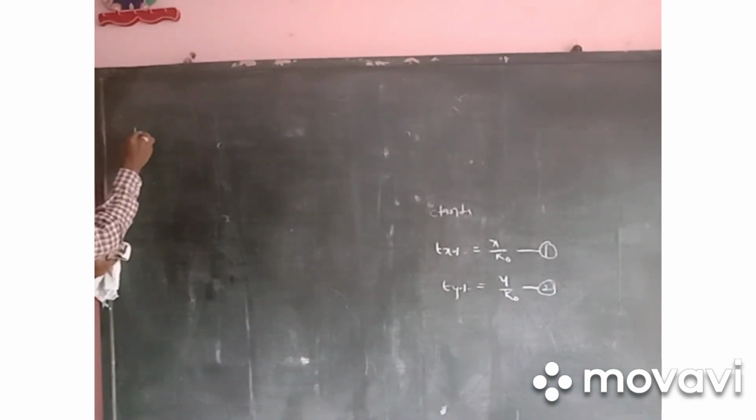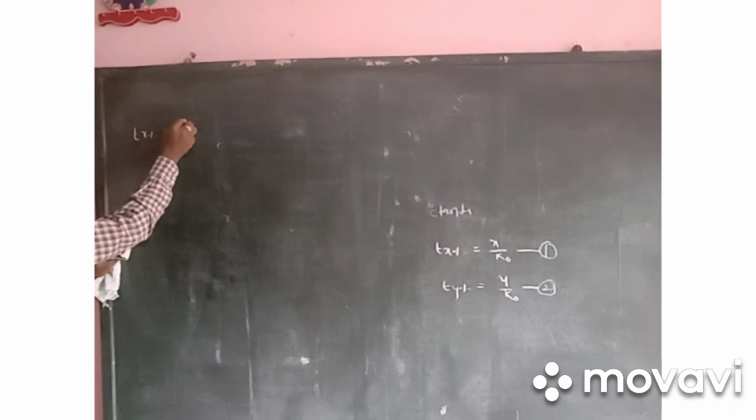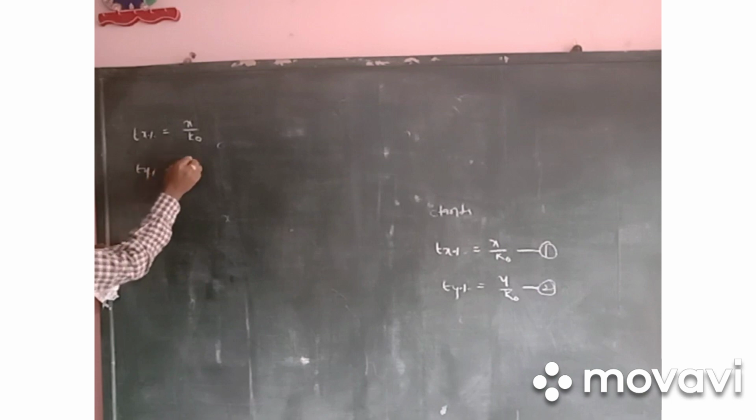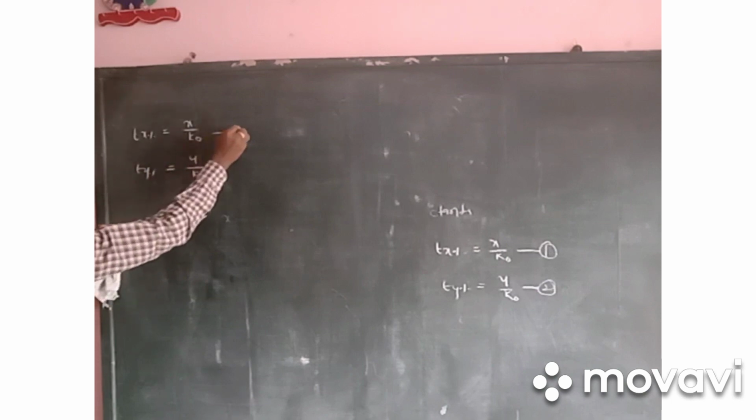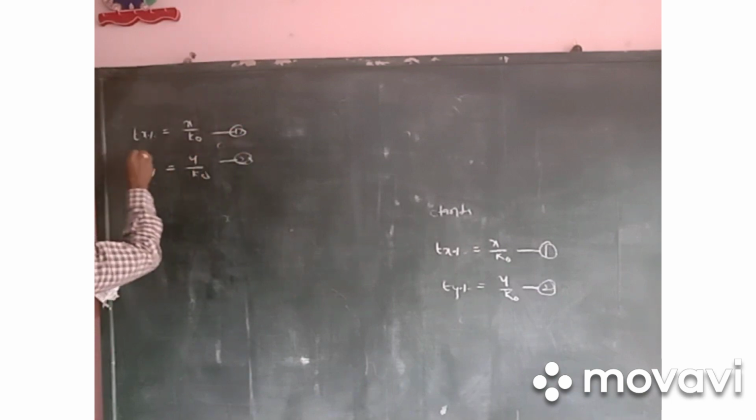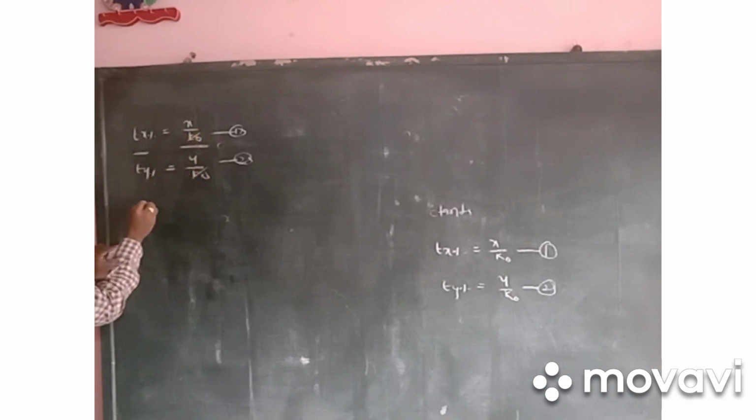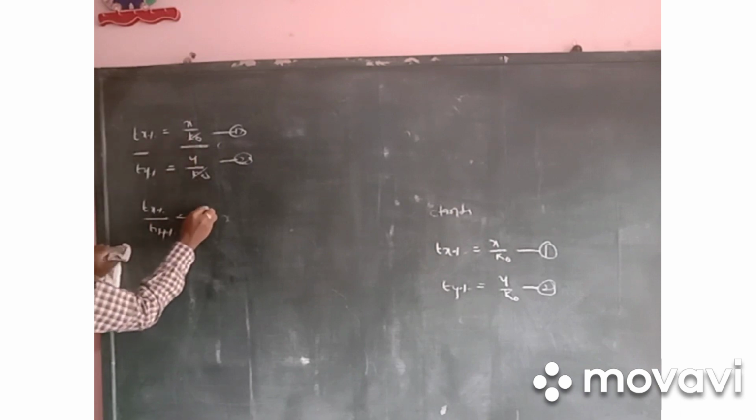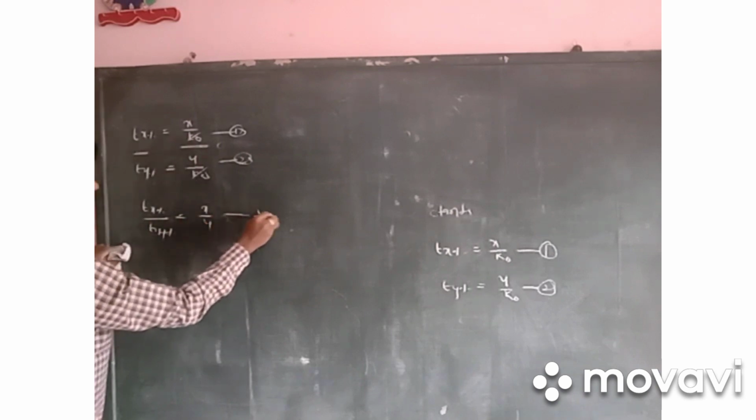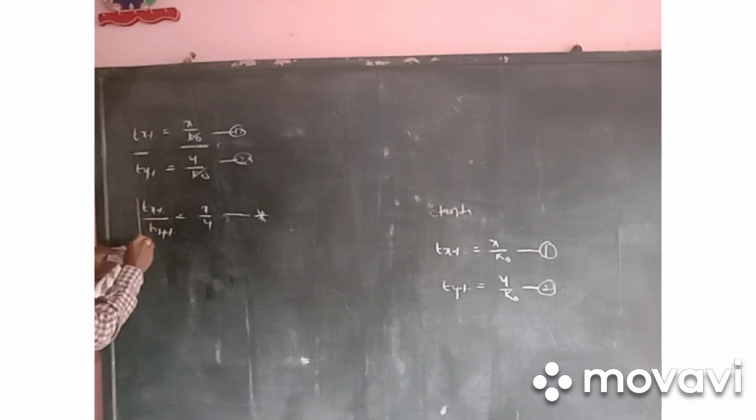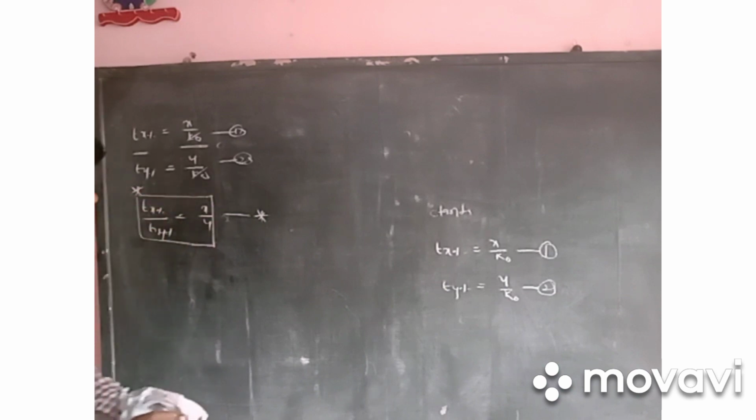So t x percentage is equal to x by k naught and t y percentage is equal to y by k naught. Equation 1 divided by equation 2, so then k naught gets cancelled. So t x percentage by t y percentage is nothing but x by y. This relation is very important. Now I am going to give one practice question based on this formula, right?